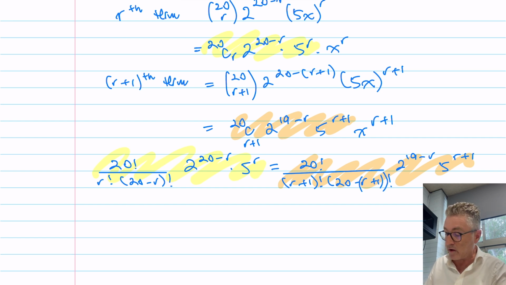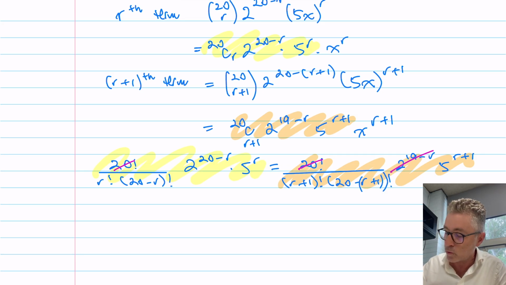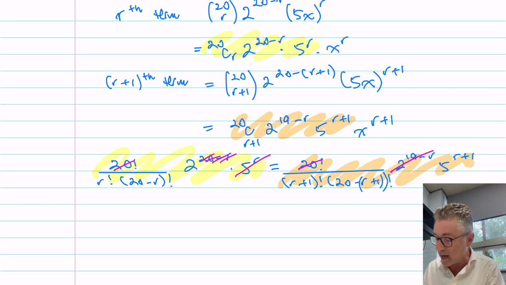You can see that your 20 factorial is a factor on both sides, so we can divide both sides of the equation by 20 factorial. What else is going on? You've got 2^(20-r) on the left-hand side, and 2^(19-r) on the right-hand side. You can divide both sides by 2^(19-r), and that will just give you 2 on this side. By the same token, you've got 5^r on the left and 5^(r+1) on the right. So that term goes out, and you're just left with 5 to the power of 1 on the right-hand side.